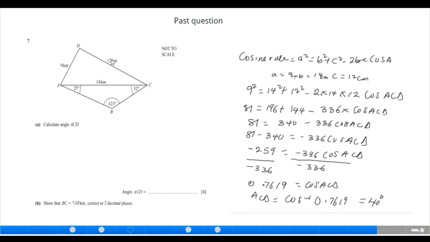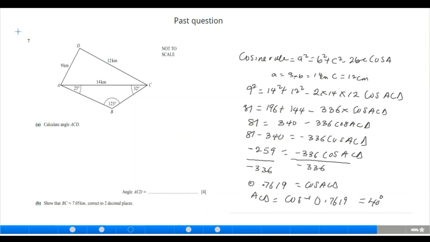So small a, what is small a? Small a is now 9 centimeter. Then small b, since we are calculating C now, small b is small d. We are using this situation is 14 kilometer, and small c is 9 kilometers.